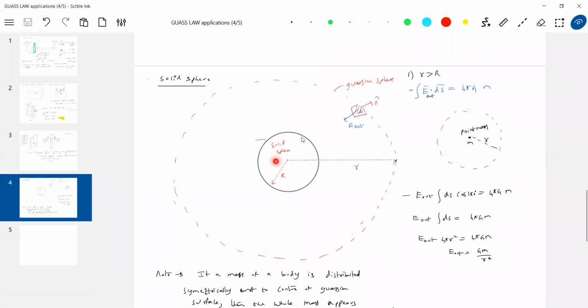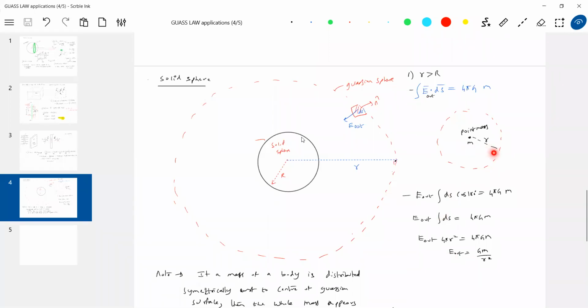Shall I say that the mass is distributed symmetrically with respect to the center of the Gaussian surface? Spherical symmetry is there. So the whole spherical object will behave like a point mass. It appears to be, it will not become a point mass. It appears to be. So if it's a point mass, we know what the field is: GM by r square. No need to apply everything, you can just write it.